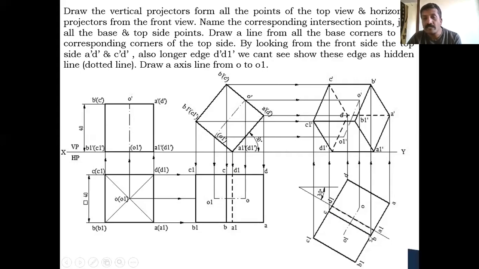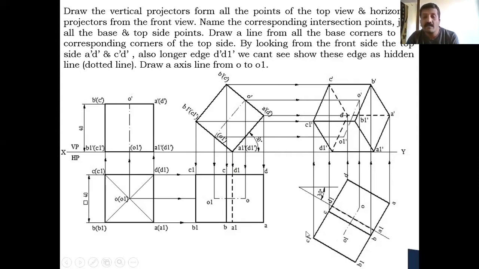A to B you can see. Here is A to B you can see, as well as B to C also you can see. And C to D, D to A you cannot see. These two edges are behind you. You are looking from here. B to A, B to C you can see. You cannot see C to D and D to A. Those two are hidden edges.